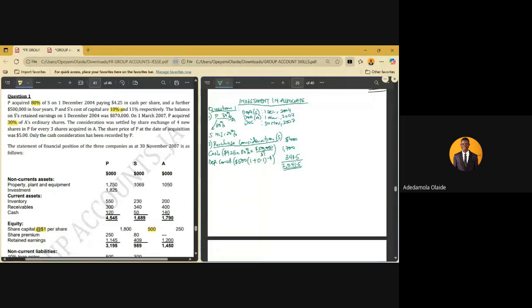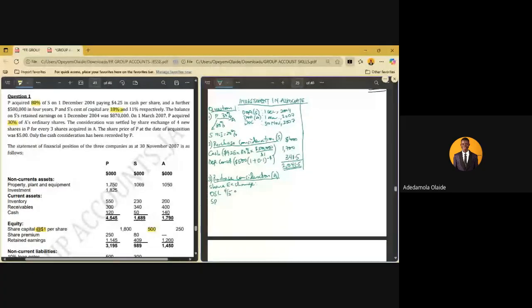For A, let us look at the purchase consideration. They said it is by share exchange: 4 new shares for every 3 acquired. And they gave us the share price of P on that day as $5, whereas the nominal value is $1. That means we'll split it into 2: ordinary share capital and share premium.